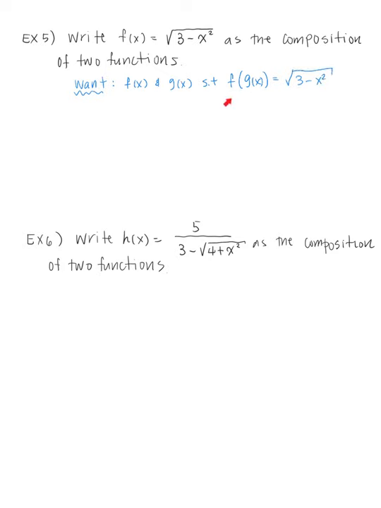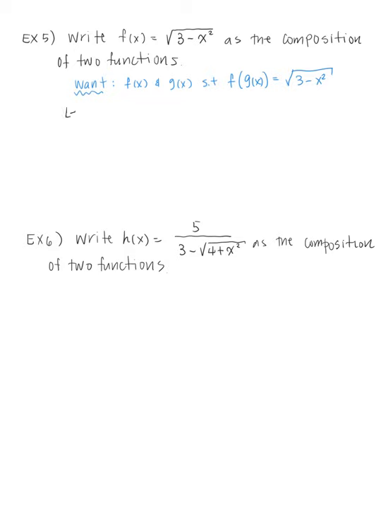So in order to do this, we're going to have to look at the big picture. So what do we got going on? First of all, the big picture is that we have a square root of something. And what's a little bit more tedious is 3 minus x squared. So our f is going to be the big picture that you see here, which is going to be square root of x. So let me just go with that, and then we'll check to make sure that f of g of x is going to give us what we're looking for.